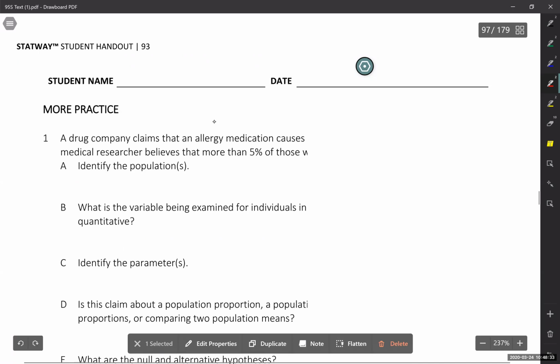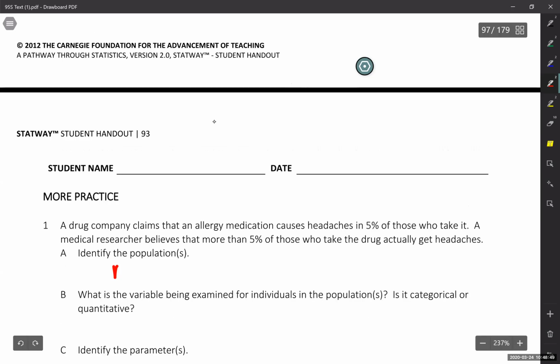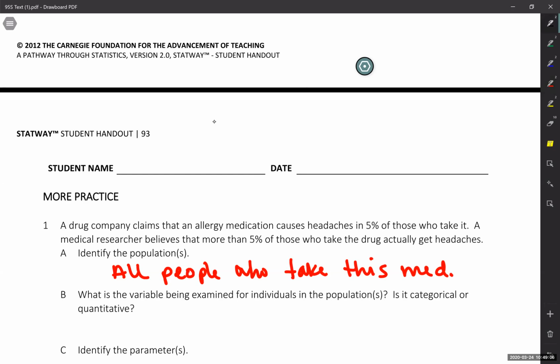So number 1, a drug company claims that an allergy medicine causes headaches in 5% of those who take it. A medical researcher believes that more than 5% get headaches. So the population will be all people who take this medication. Everyone that takes the allergy medication is the population. I don't want the whole world, because people who don't take this medication aren't being affected by the results. So I only want the people who are taking the medication, but I want all the people taking the medication.